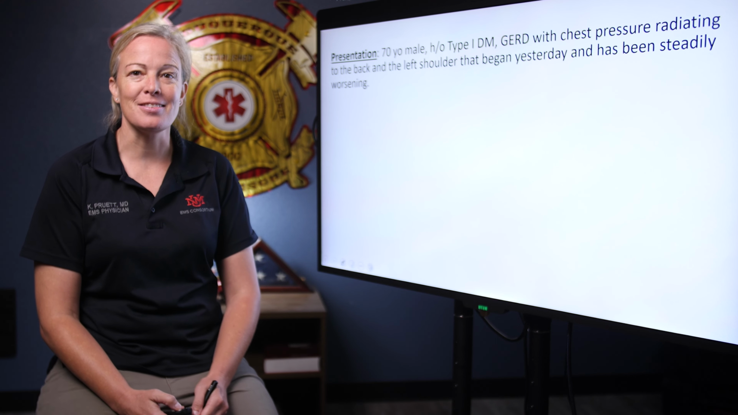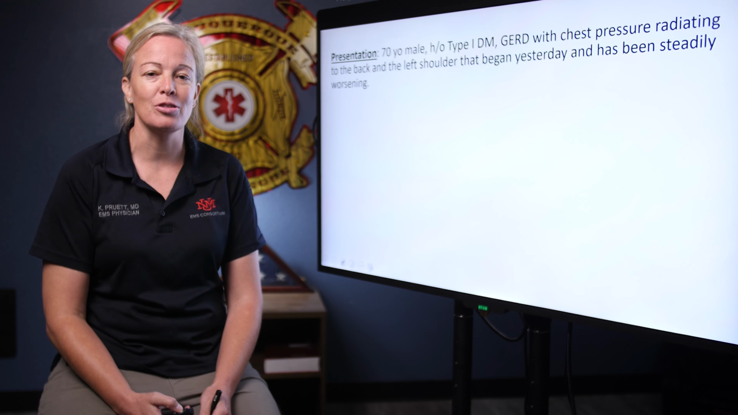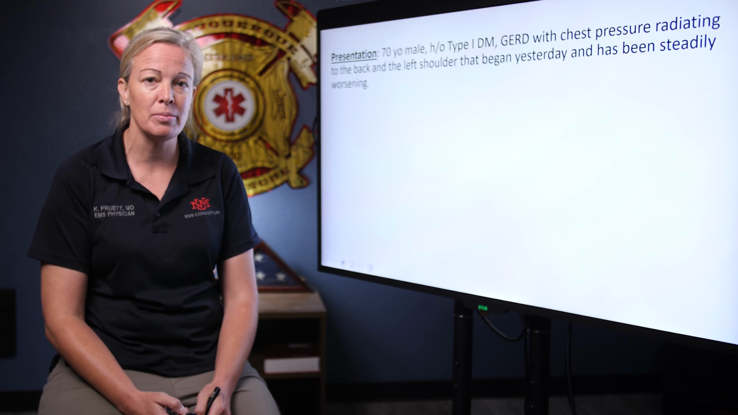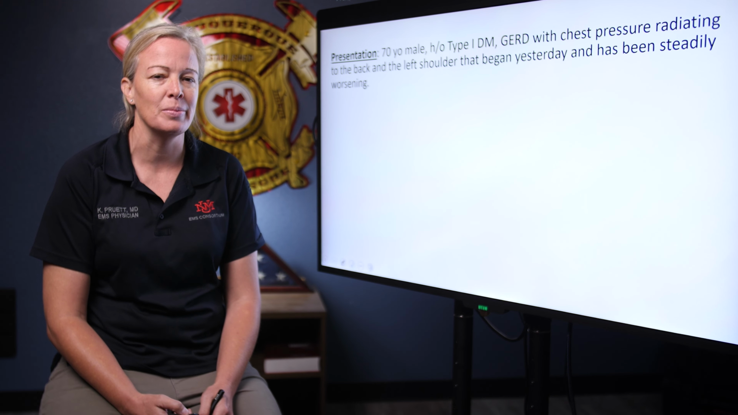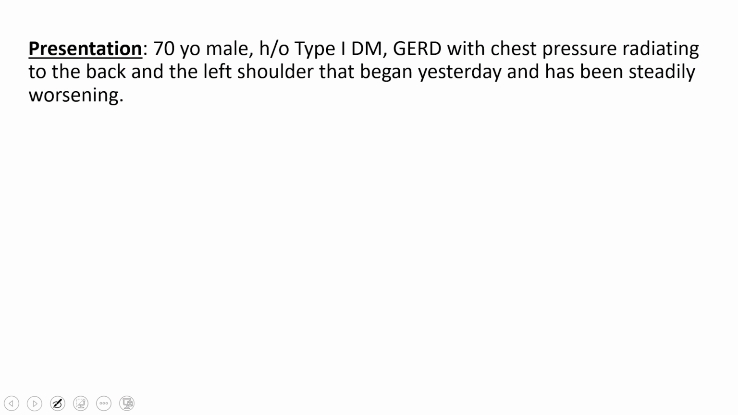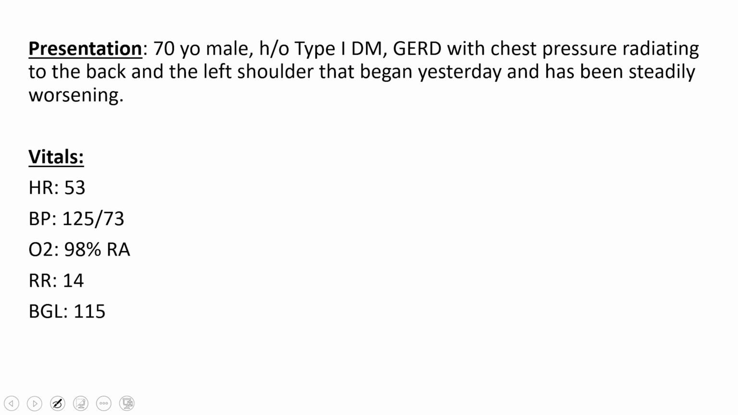Our case today is a 70-year-old male who calls because he's having chest pressure. He says he's been having chest pressure since yesterday, but it's gotten to the point where it's just unbearable now. He's got a history of type 1 diabetes and acid reflux. The initial vitals on scene look pretty good. He's got a heart rate of 53, so a little bradycardic. Blood pressure 125/73, oxygen saturation is great on room air, and his blood sugar looks normal.